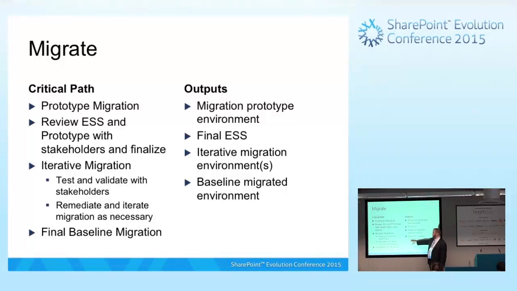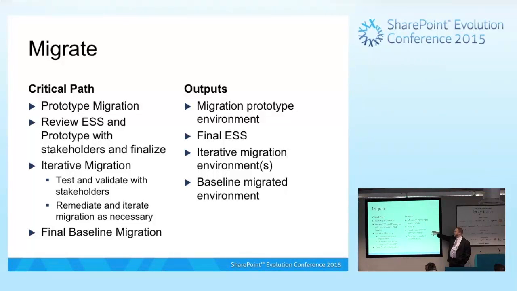So, after you've done a number of iterations, again, it could be as many times as you need, then you do a final baseline migration. Now, it's not the final migration, it's the final baseline migration. That means at that point, all of the content that was in the old system is now represented in the new one after processing through the map. The outputs from this stage are the prototype. Yay, exciting, we have a prototype.